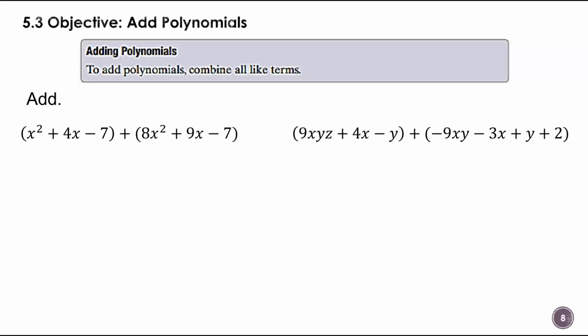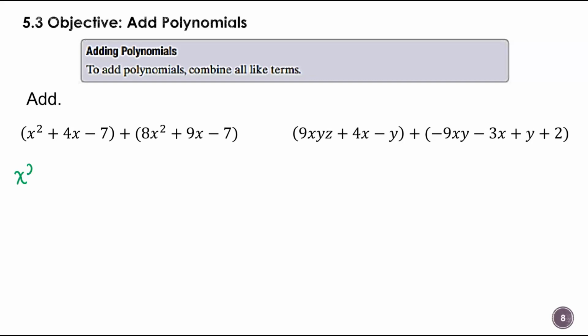When you're adding these, you can take them out of the parentheses and rearrange them, or you can leave them in the parentheses. You really just have to make sure that you combine your x squared, your x's, and your constant terms. Now, this may look like, oh, this is so easy, but students make mistakes, you guys, so it might be good to go ahead and take them out.